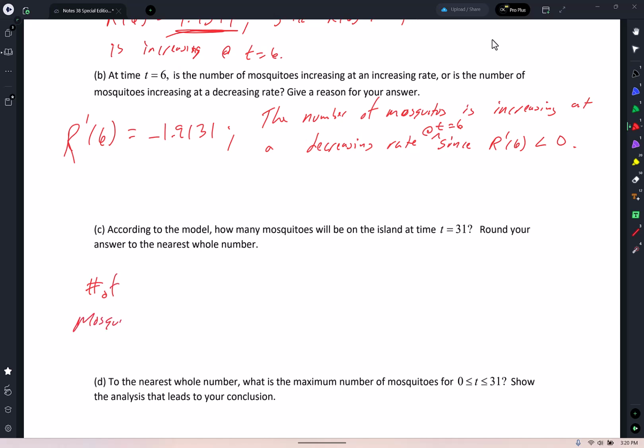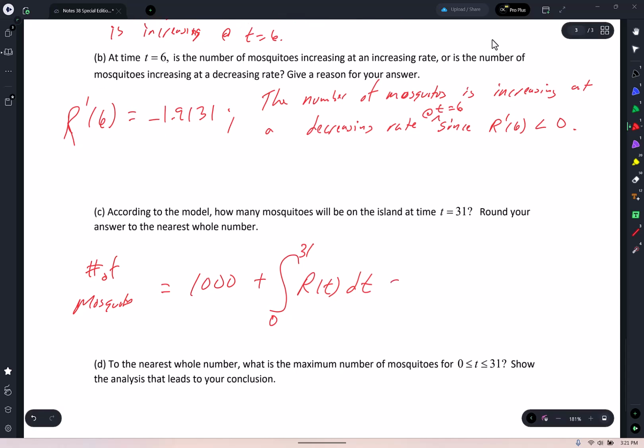1,000. Number of mosquitoes equals 1,000 plus, and then you have to add up how many mosquitoes have either gone in or gone out. And I have that rate, my net rate. So I'm going to put the integral from what time to what time? Oh, man. Yeah, 0 to 31. And I just plug in R of t right here, dt. Okay. And that's it. Put it in your calculator.